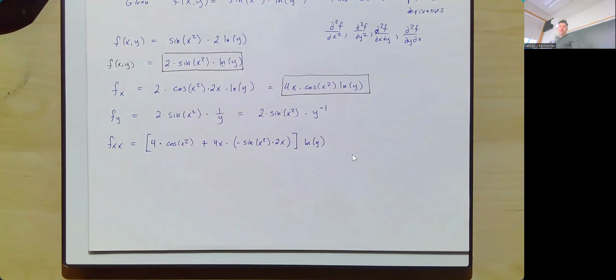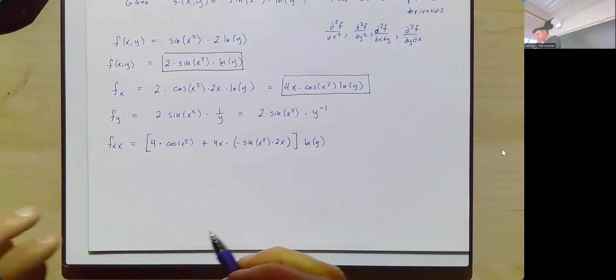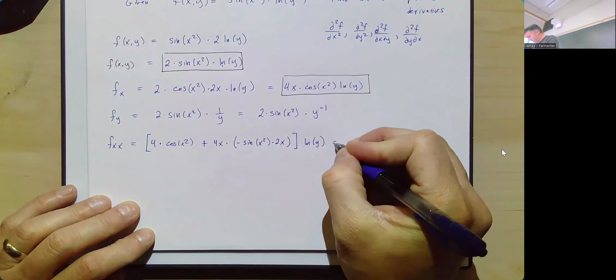Should I simplify this? Only if I'm asked to, really. If this is the quiz and we're only asked to find the second derivatives, and they didn't tell us to simplify it, I would probably leave it like that. If you want to simplify it, there's not a lot of simplifying that can be done here.